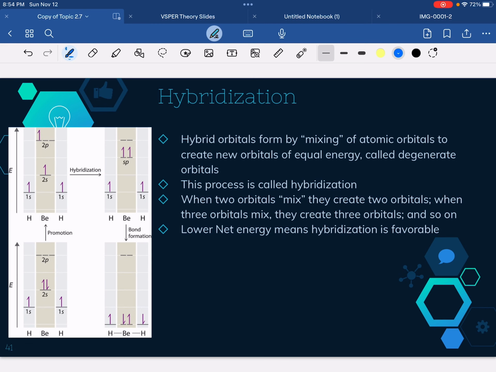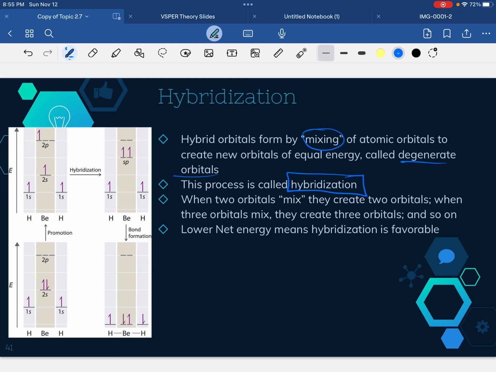Hybrid orbitals form by mixing. So think of putting your S, your P, and your D in a blender, and what comes out. These new orbitals have equal energy and are called degenerate orbitals. And this is the process of hybridization, which is the blending or mixing of our orbitals. When two orbitals mix, they create two orbitals. When three mix, they create three. It results in a lower net energy, and that makes hybridization favorable.